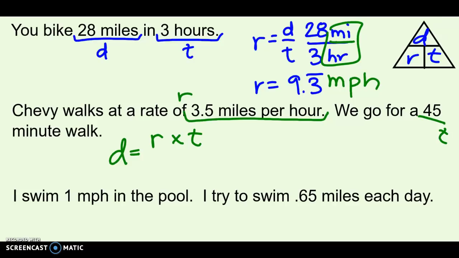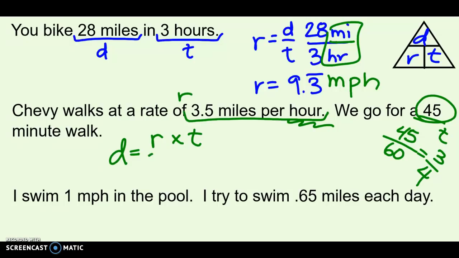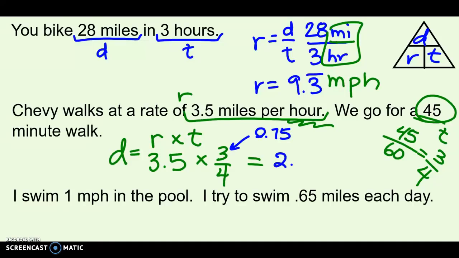Now, the only thing to be careful with here is I have hours right there, and I have minutes here. So if you know that there are 60 minutes in an hour, 45 out of 60 minutes, this is 3/4 of an hour. So I'm going to use 3/4 so that my units match, 3/4 of an hour. All right, so 3.5 miles per hour times 3/4 of an hour. And if I put that in my calculator, I get 2.625. And I was looking for how far did we go. So that's how far we walked, okay?